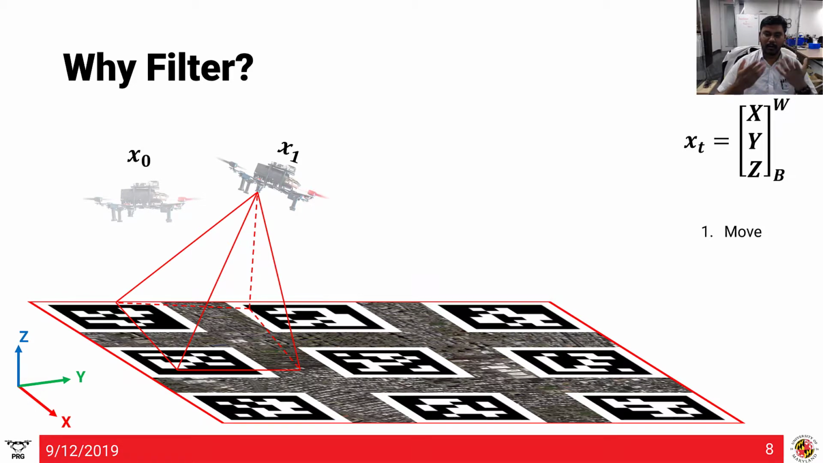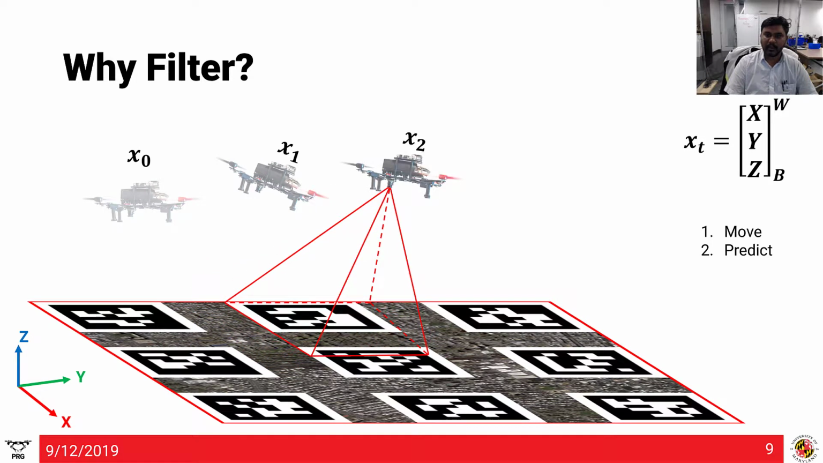But now, oops, we don't see the complete April tag at x1. How do you localize yourself? One simple way is to predict where you are by assuming a simple motion model, such as constant velocity or acceleration, or you can think of even fancier ways wherein you compute the accelerations from the motor speeds. So that's the second step. Now we move again. We are now at x2. We see a complete April tag again. Awesome. So we can localize ourselves again.